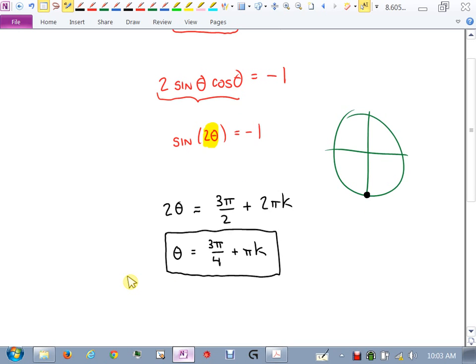Okay, so that's just showing you how you can have this trig equation that, without the double angle identity that we just got today, you really wouldn't have had a whole lot of options as far as how to get that.